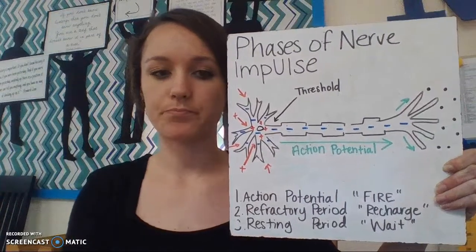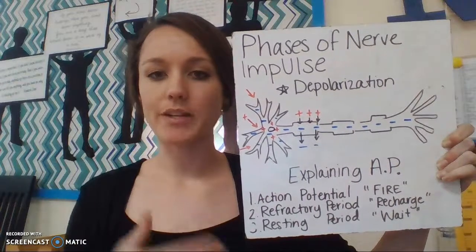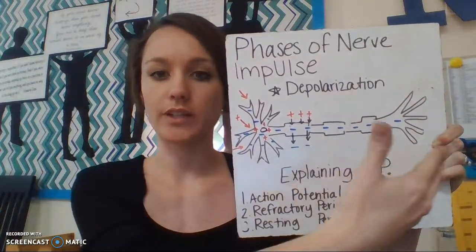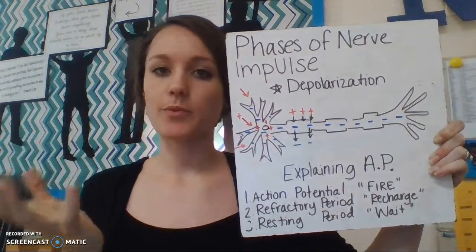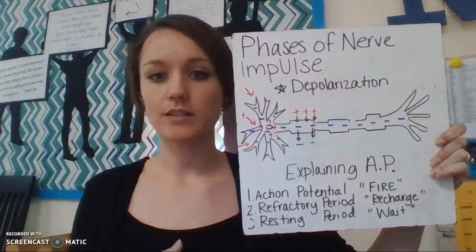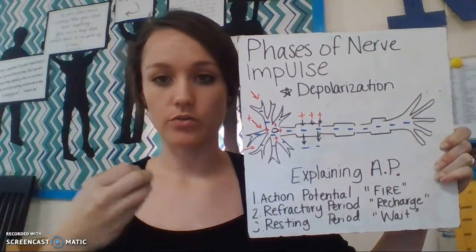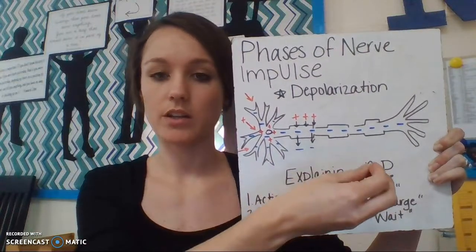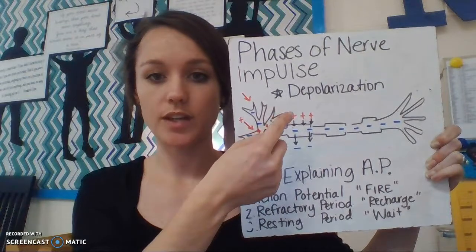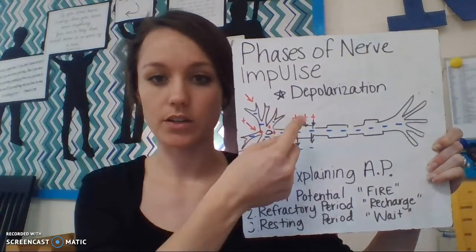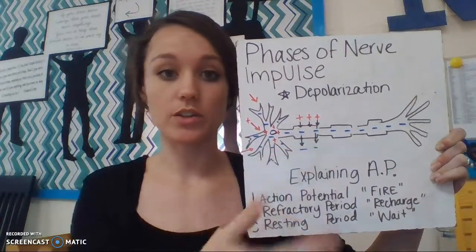Okay, so depolarization is what happens as the impulse is going down the neuron, down the axon, and what's happening is it's going from a mostly negative state to a positive state. So when it reaches the threshold, we're going to see a charge rush down the axon. And as it's rushing down, the positive charges that were once outside are seeping into the axon. Okay, so they're seeping in, and as they're seeping in, the negative charges are seeping out.